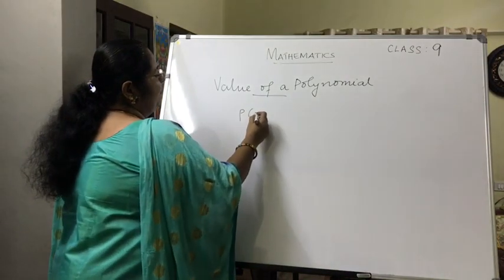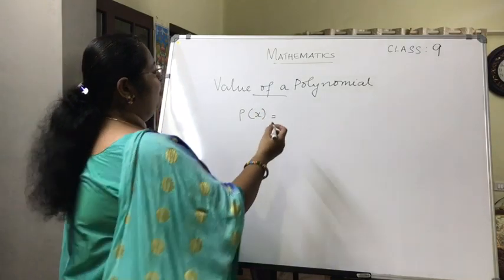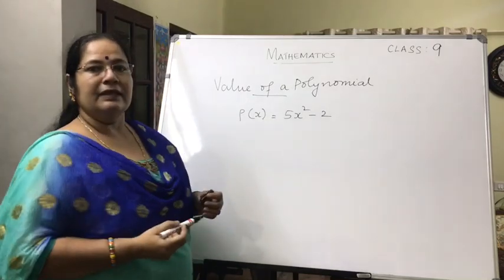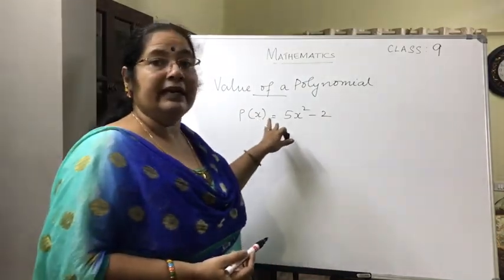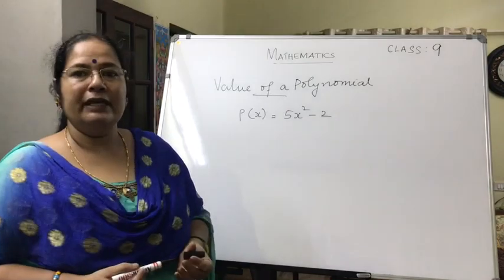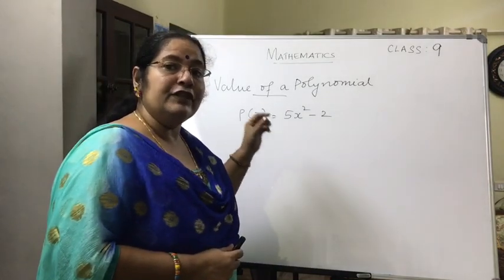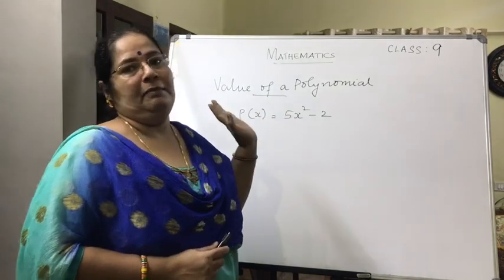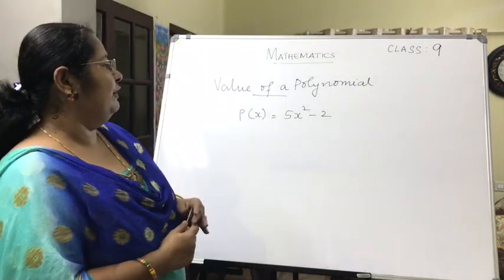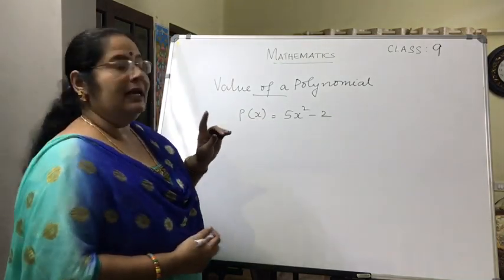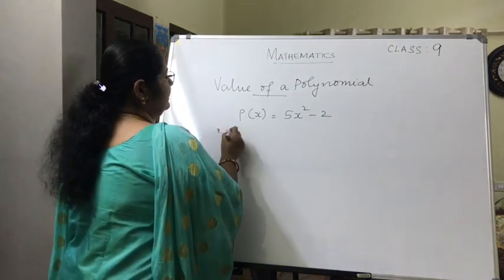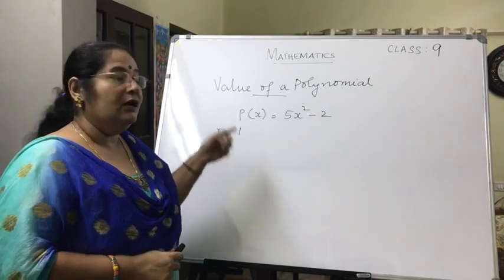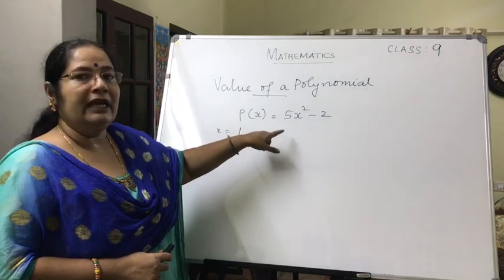Say let P of x be a polynomial of the form 5x square minus 2. Suppose this is a polynomial in the variable x. So P of x equals 5x square minus 2. Now I am going to find the value of this polynomial at the assigned value of the variable. So let us try to find the value of this polynomial at x equals 1. That is, when the value of the variable is 1, what is the value of the given polynomial?